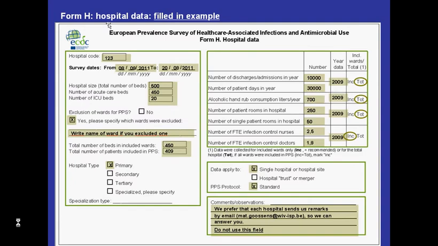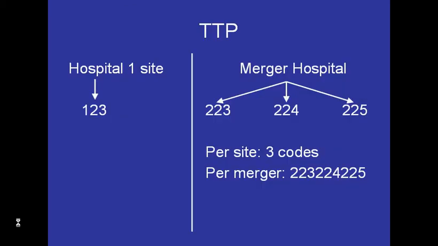The next type of form is hospital data, Form H. The first field, hospital code, deserves some attention. Normally you would be filling in the NSIASH code. However, because this data needs to be anonymous, we will not be using the NSIASH code. You will instead be using a new type of code, Third Trusted Party code, which is the TTP code.